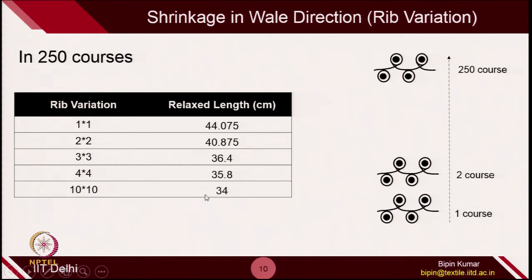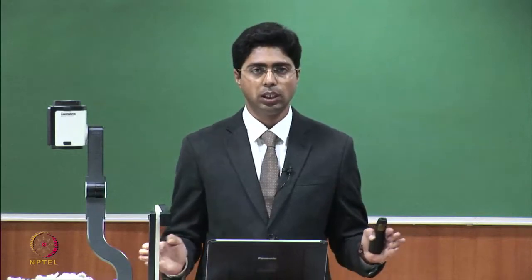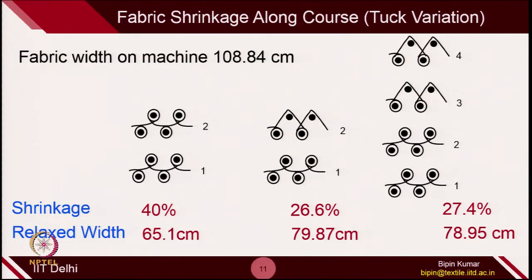So, naturally, the fabric shrinks again in length direction as well for a higher number of technical front and technical back loops. So, both in course direction and wales direction, if you have more number of technical front followed by more number of technical back loops, the fabric will try to shrink too much in the course as well as wale direction. Now, let us see the tuck variation.